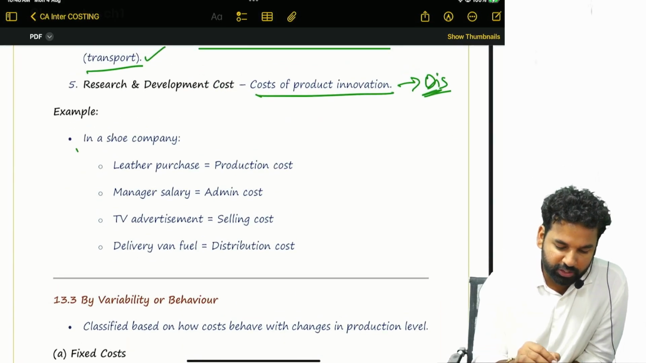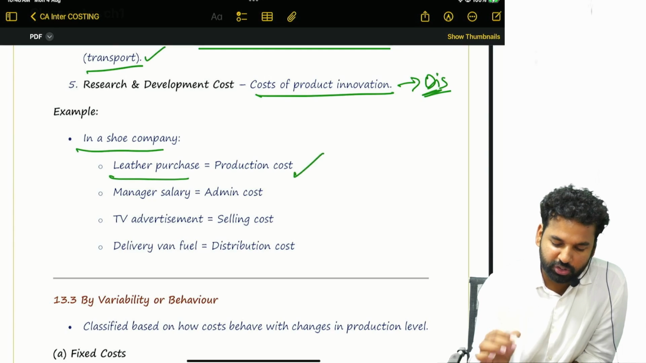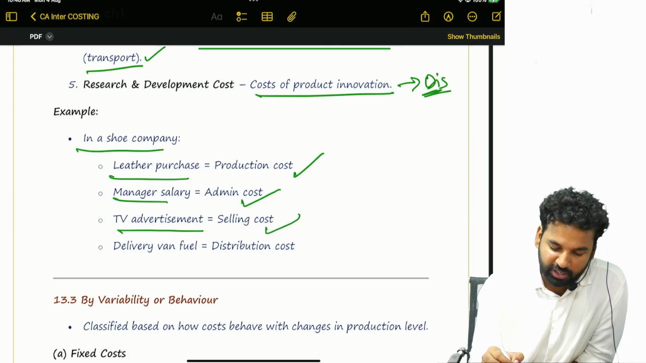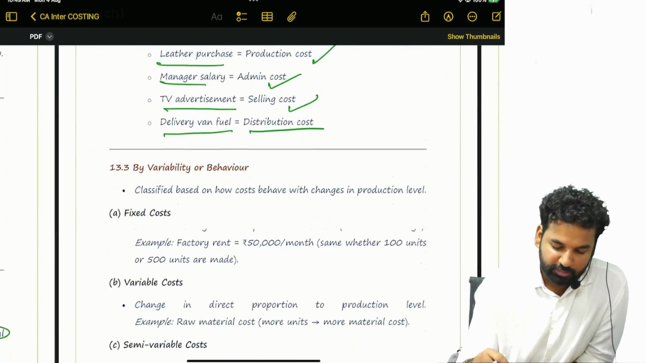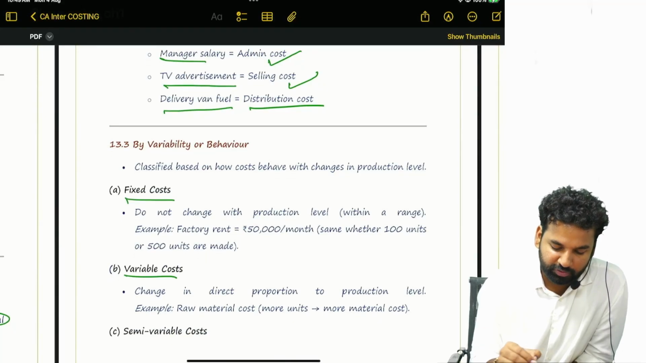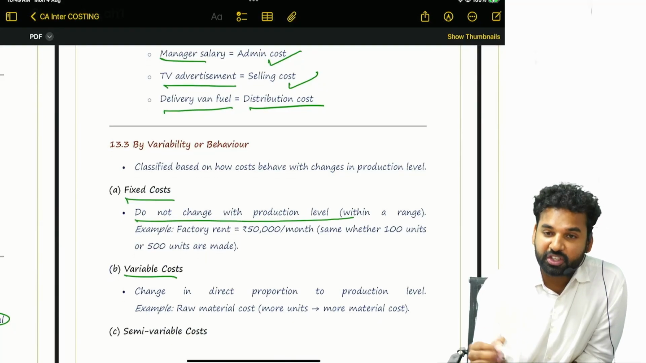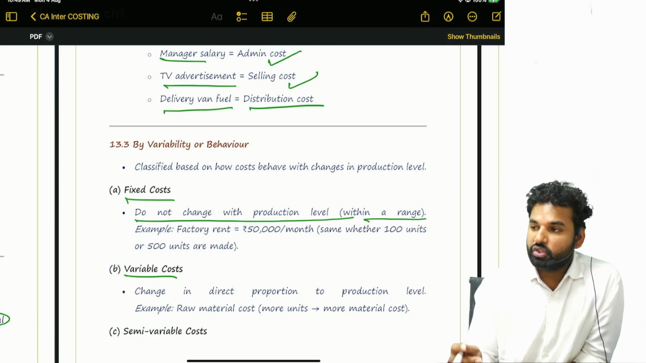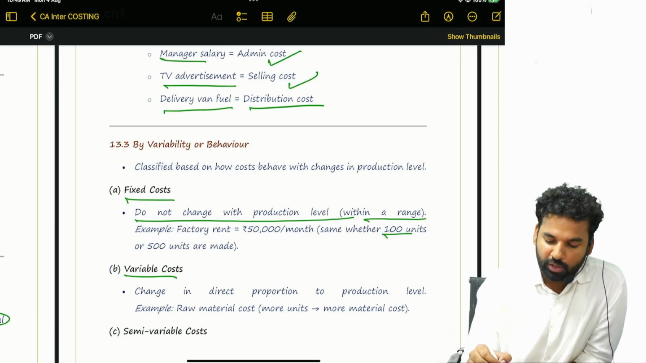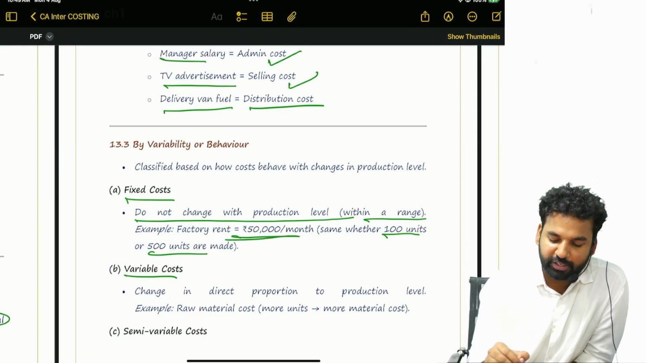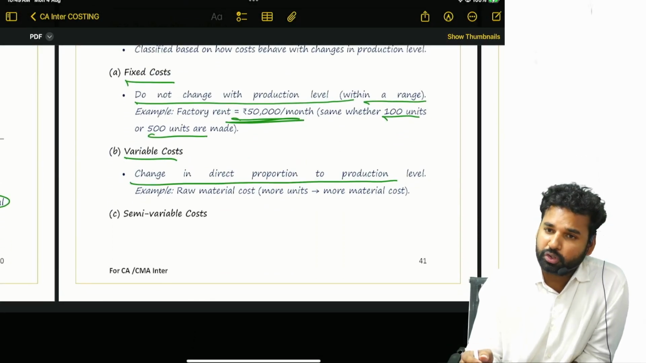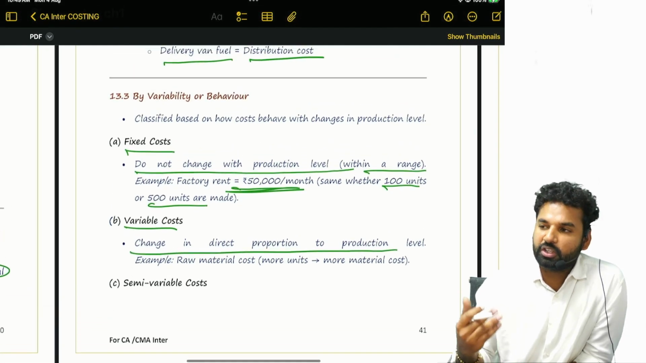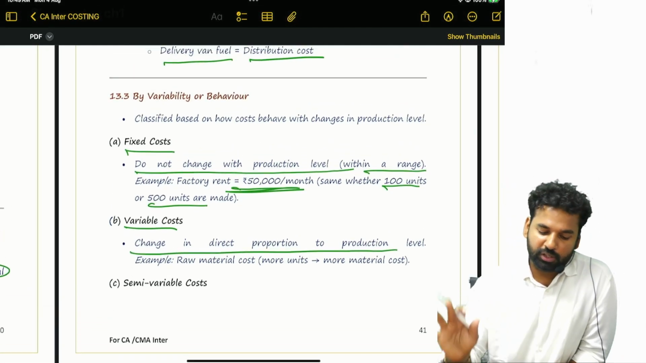In a shoe company, leather purchase is a production cost. Manager's salary is administration cost. TV advertisement is selling cost. Delivery van fuel is distribution cost. By variability or behavior: fixed costs do not change with the production level within a range. Whether you produce 100 units or 500 units, factory rent is the same. Next, variable costs change in direct proportion to production level, meaning as the production changes, the total cost changes in the same proportion.